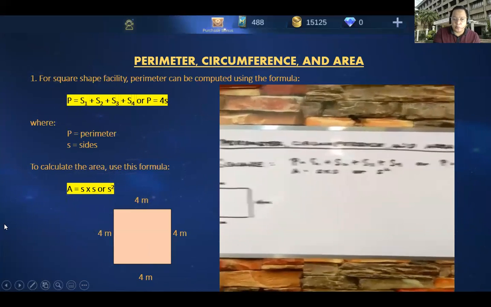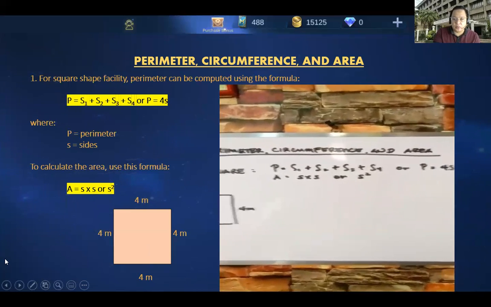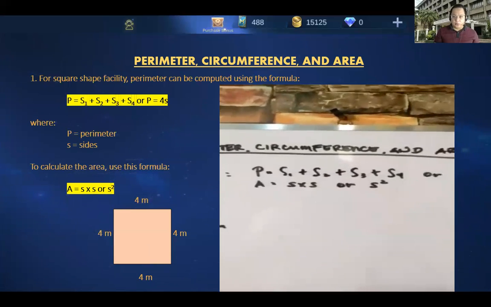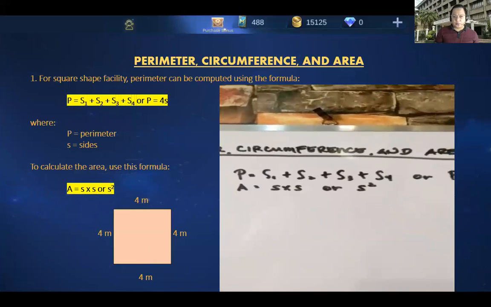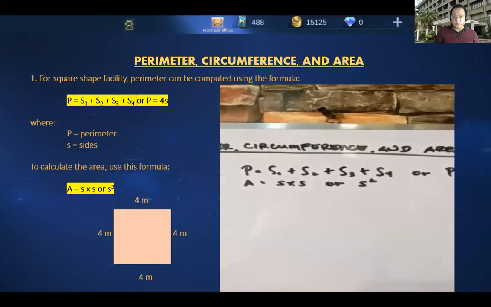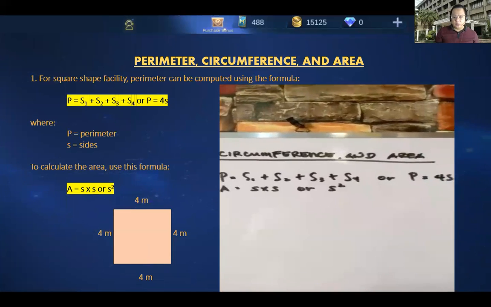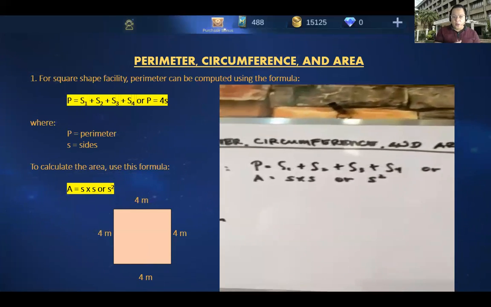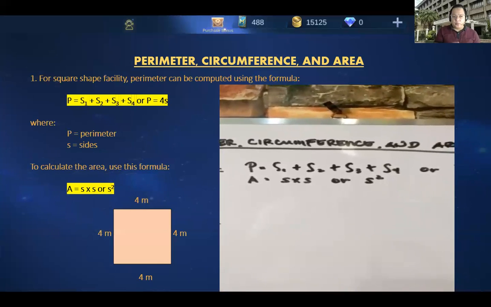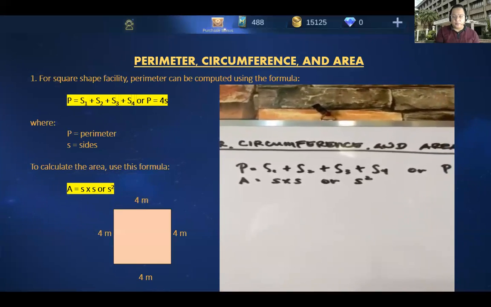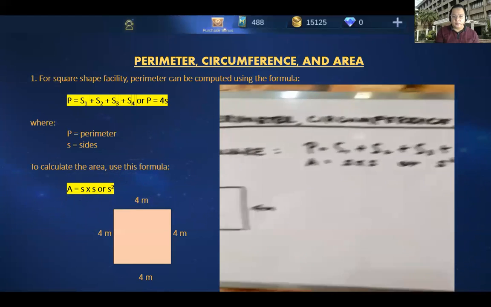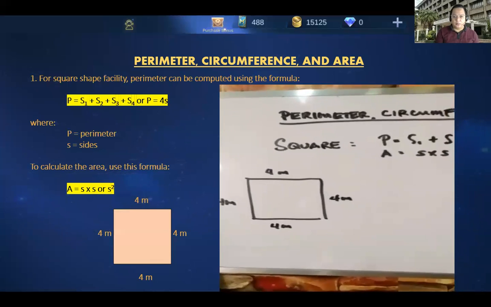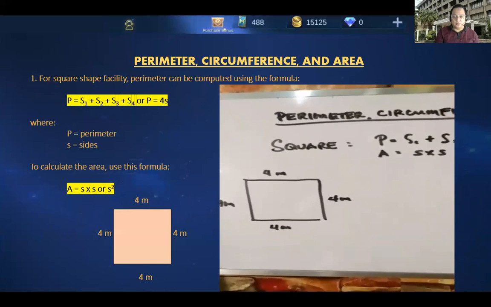To compute the perimeter and circumference and also the area for the square, we use the formula for the perimeter: P is equal to S1 plus S2 plus S3 plus S4, or P is equal to 4S, while area of the square is equal to S times S, or S squared. So we have here a sample, 4 meters for the 4 sides of the square.